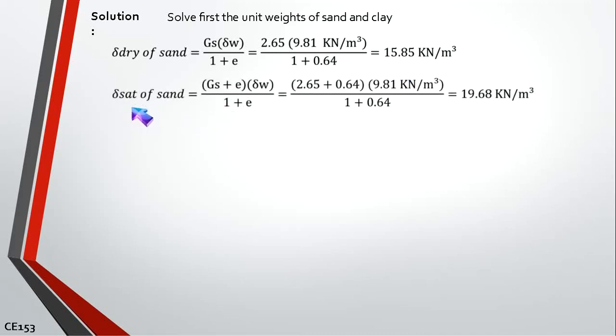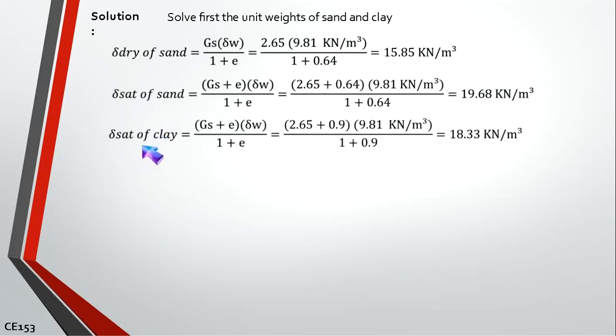So using your calculator, you can get 15.85 kilonewton per meter cube. And we also need to solve the saturated unit weight of sand, that is under the groundwater table. So pag saturated, ito yung gagamitin nating equation. Given yung Gs, given yung void ratio, given yung ating unit weight ng water. So just substitute values here in our equation, makukuha natin ng 19.68 kilonewton per meter cube. That is the saturated unit weight of sand.